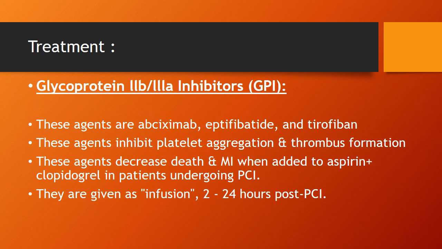Glycoprotein 2b3a inhibitors, including tirofiban, abciximab, and eptifibatide, inhibit platelet aggregation and thrombus formation. They will decrease the risk of death and MI when added to aspirin and clopidogrel, especially in patients who are undergoing PCI. They are given as an infusion 2 to 24 hours after PCI. There is no clear benefit for starting these agents prior to PCI.